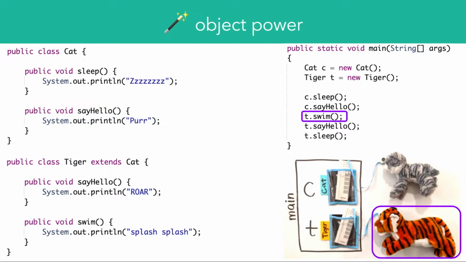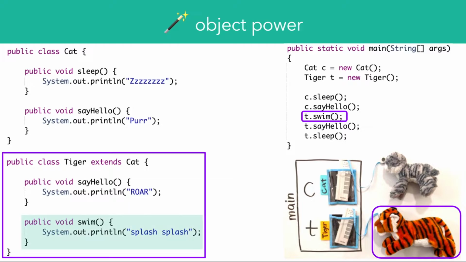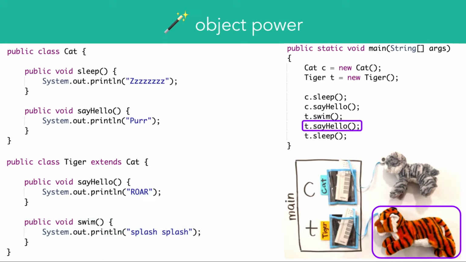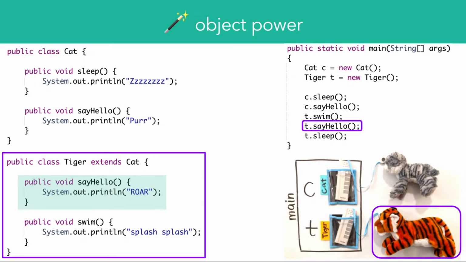The next line of code shows the method swim being called on object t, which is referencing an object of type Tiger. Because of this, we look into the Tiger class to find the method swim. There it is and will output splash splash. The next line of code shows the method sayHello being called on object t, which is referencing an object of type Tiger. Because of this, we look into the Tiger class to find the method sayHello. There it is, it outputs roar.